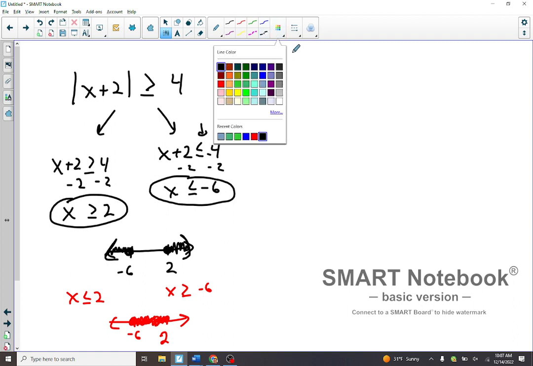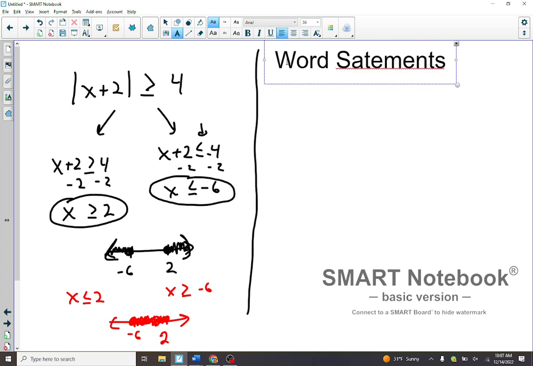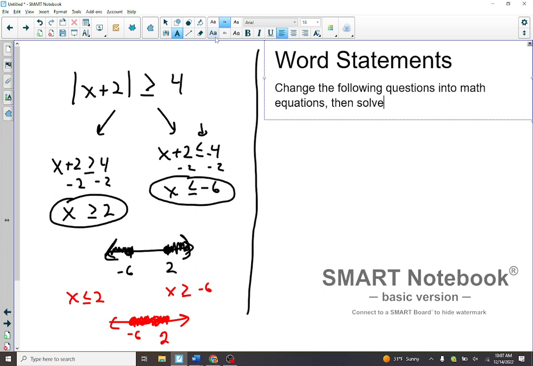Is that everything or just word statements? Now we're going to do word statements, which just encompasses the skills you already did. So the hard part is just translating into expression, but then you just do what you've been doing the whole test. So something like this. The instructions would be: change the following questions into math equations, then solve. Okay. So that'll be the instructions. Also, it's the only section where I'm actually writing words, so it should be obvious when you're on this section.